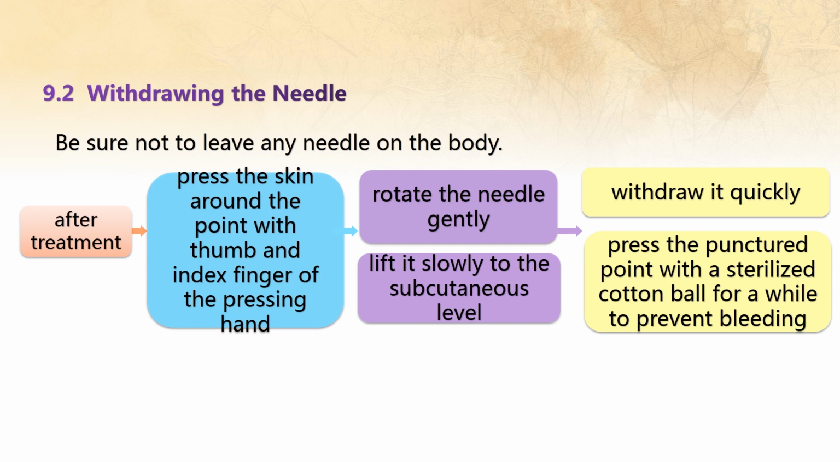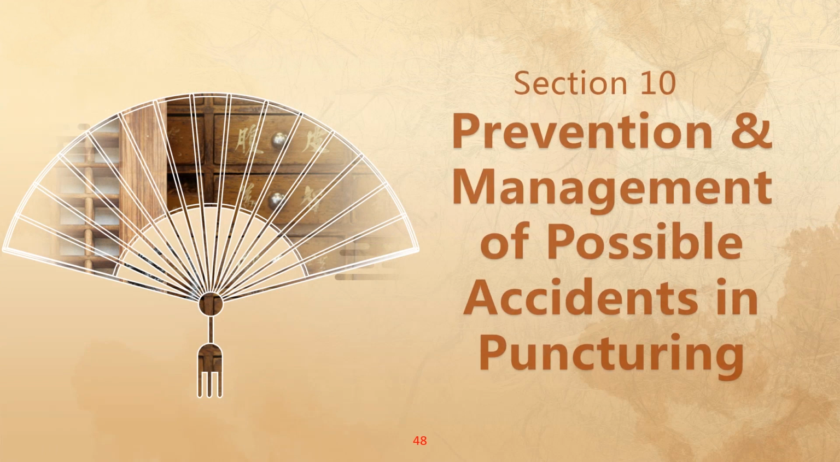Withdrawing the needle. The needle may be withdrawn after treatment. On withdrawing the needle, press the skin along the point with thumb and index finger of the pressing hand. Rotate the needle gently and lift it slowly to the subcutaneous level. Then withdraw it quickly and press the punctured point with a sterilized cotton ball for a while to prevent bleeding. Be sure not to leave any needle on the body.